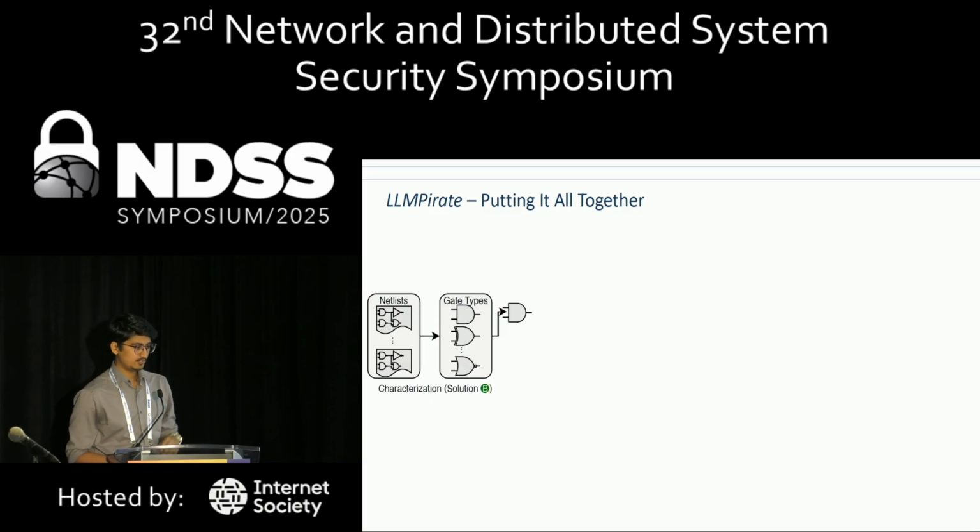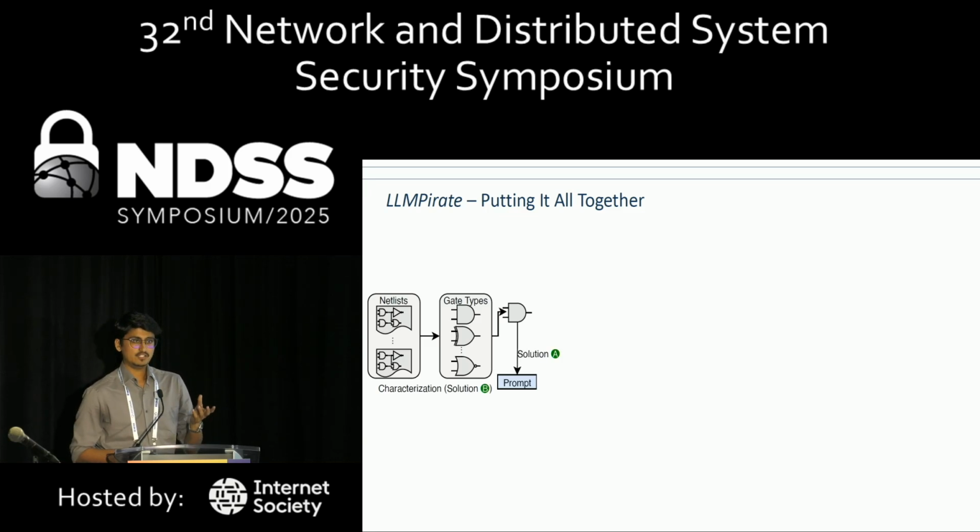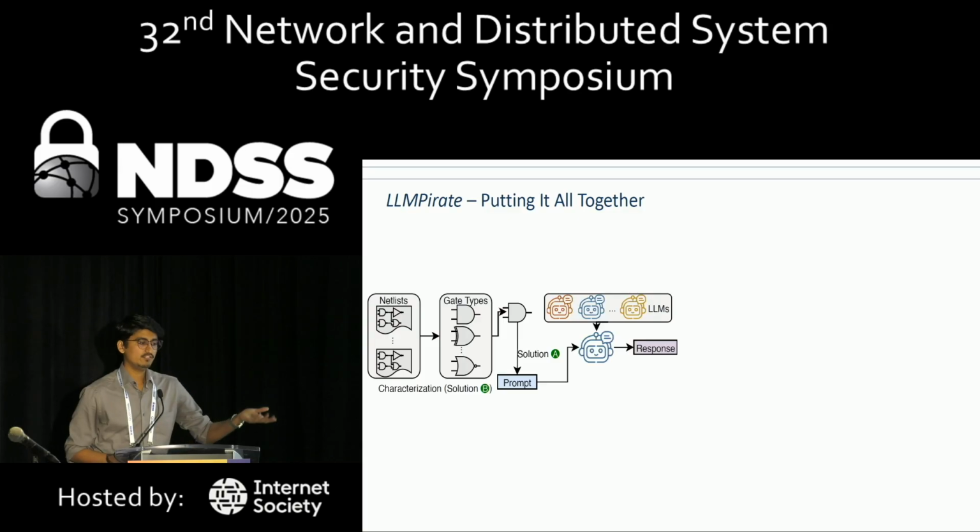So let's say we are given a bunch of netlists, or even a single hardware netlist, that we want to pirate. The first thing we do is what I talked about in solution B, which is we characterize this netlist and extract all the different types of gates in it. Then we iterate over each of those gates. For each gate, we convert the gate-level representation into a Boolean operator representation, which is the prompt syntax translation that I talked about. Then we feed that prompt to the language model. We test a whole bunch of different language models; we just pick one of them in this example and get the response from it.